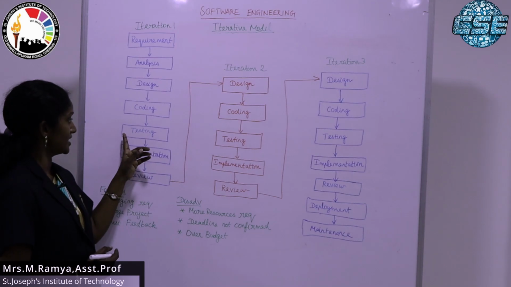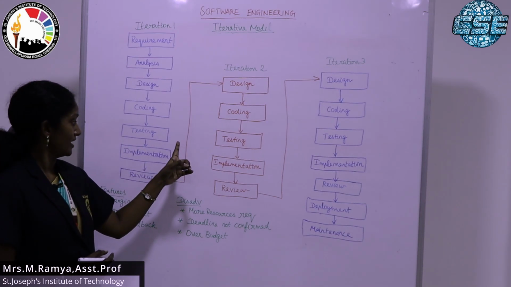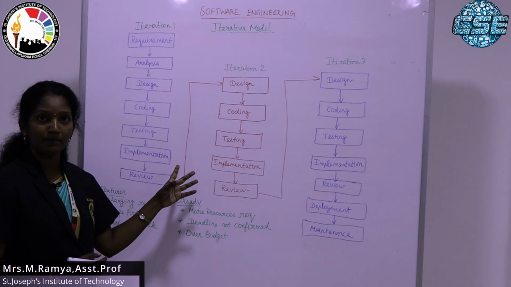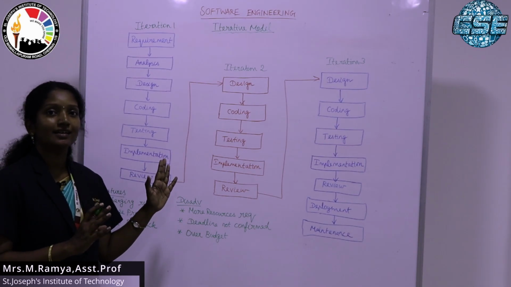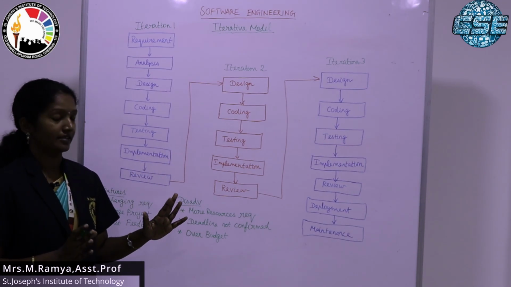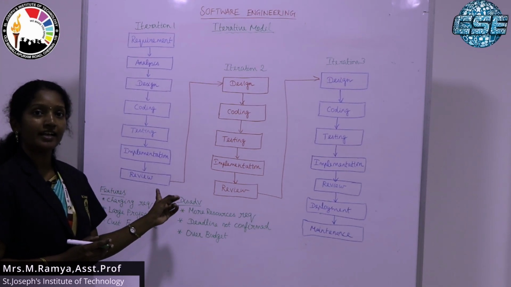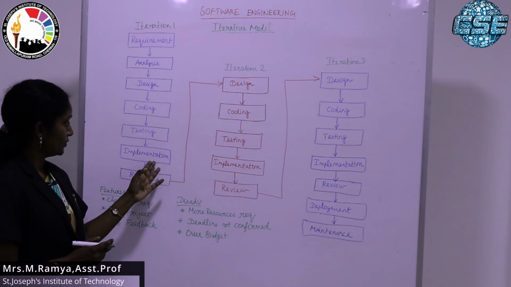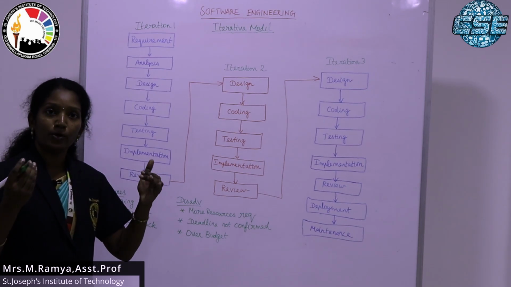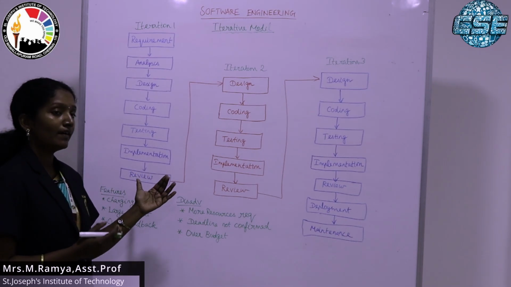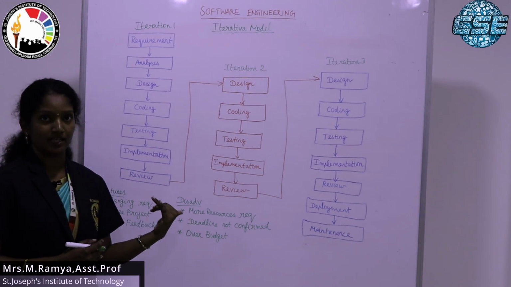So everything is tested in the testing phase, and after the testing phase, the next phase is the implementation phase. Here the complete product is created. Okay, and after creating the complete product, the next one is review. Review means the product will be provided to the customer, so we get feedback from the customer.